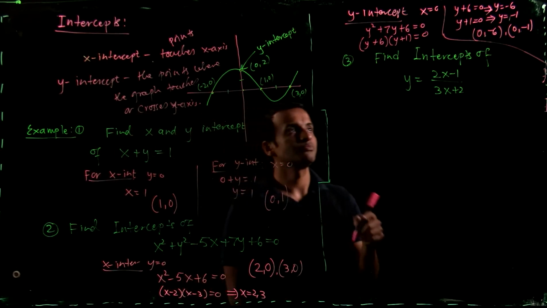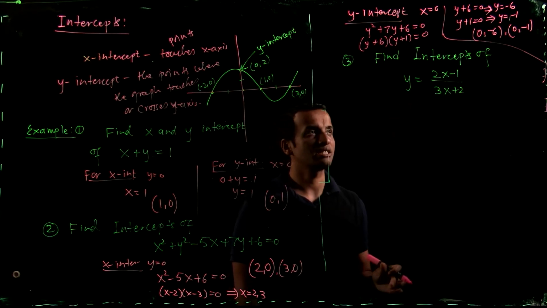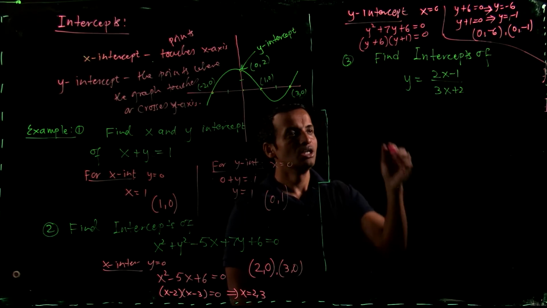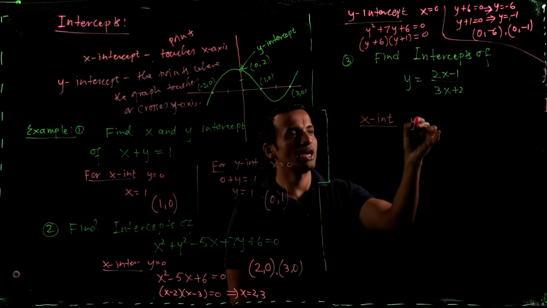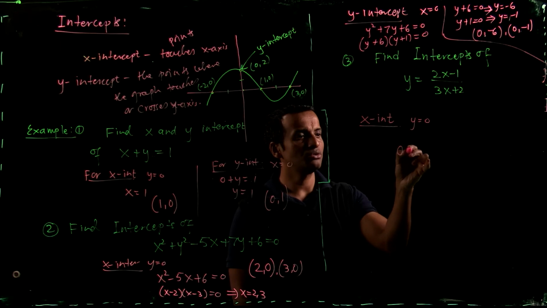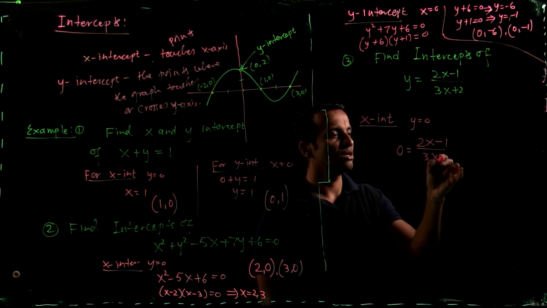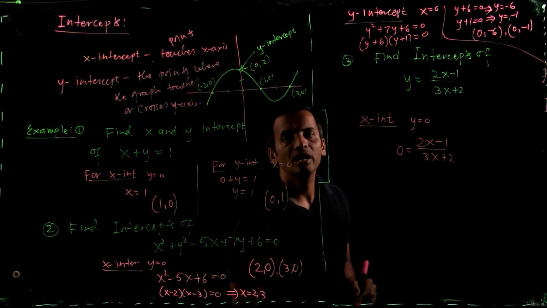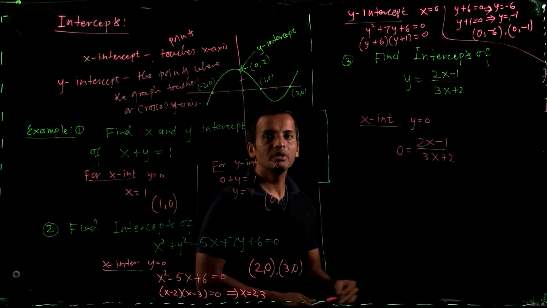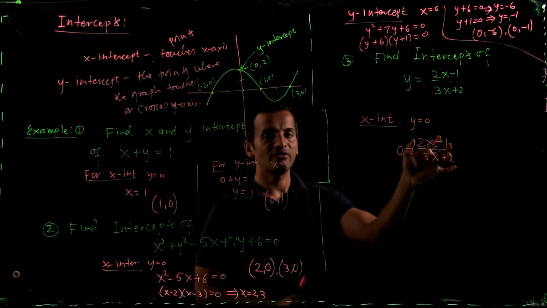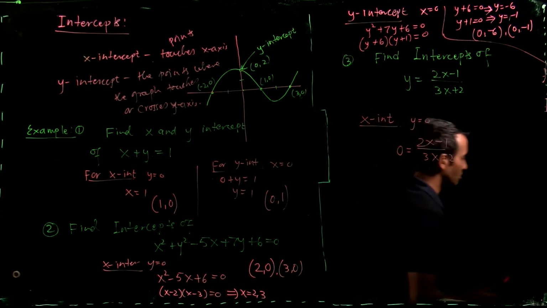Let's do the third example. In this case, you want to find the x and y-intercept of this equation, y equals (2x minus 1) over (3x plus 2). Let's find the x-intercept first. For the x-intercept, you set y equals 0. So you get 0 equals (2x minus 1) over (3x plus 2). Now you want to solve this for x. You multiply both sides by the bottom part, because you want to get rid of x from the denominator. You multiply both sides by 3x plus 2.